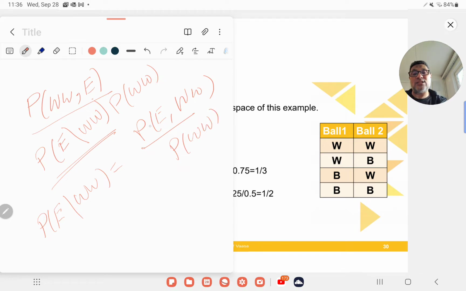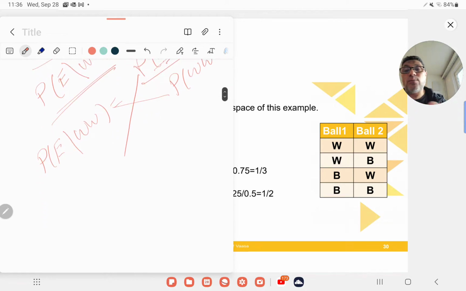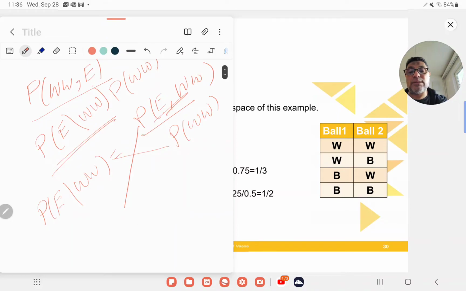So this will be, we make the cross, and then the probability of E and white is the same as the probability of E, which means that at least one of them is white, times white. And of course it can also be found directly from the sample space, but I like to think in an algorithmic way. Okay, now we multiply them.